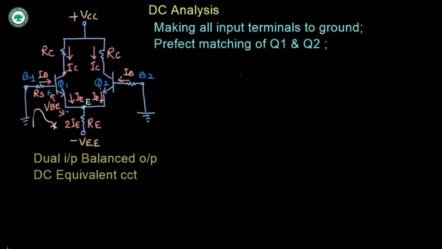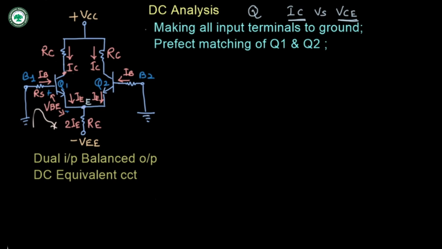Let us try to find out the DC analysis, in which we are interested in getting the quiescent operating point of the circuit. It is obtained by plotting this IC versus VCE, that means collector to emitter voltage. Therefore we are interested in getting two equations, one for this VCE, that is the collector to emitter voltage, and the second one for IC, that is the collector current of the circuit.